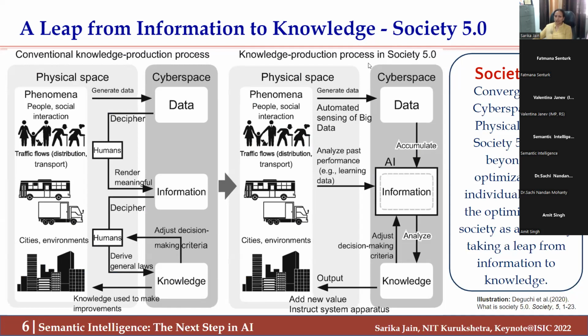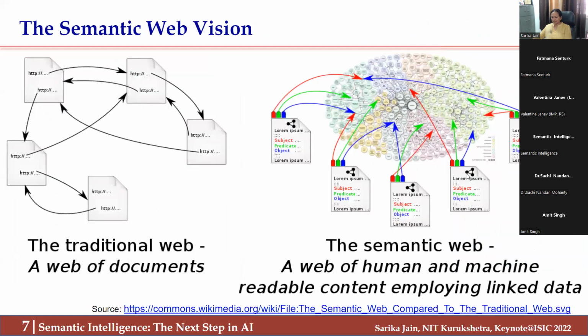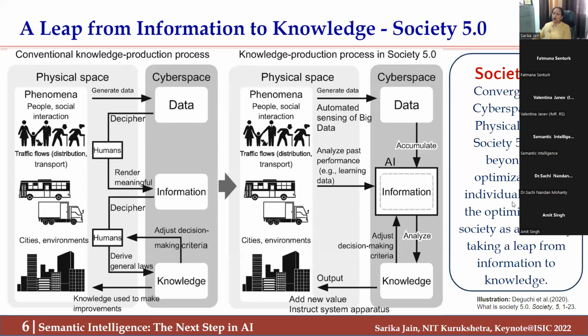But if we talk about Society 5.0, then you could see there is a convergence. Humans are not there, and we want to do the same thing that humans were doing here using artificial intelligence techniques. So there is a complete convergence of cyberspace and the physical space. This Society 5.0, as you could see, goes beyond the optimization of individual fields to the optimization of society as a whole. How? By taking a leap from information to knowledge.